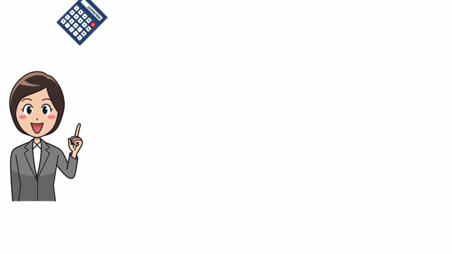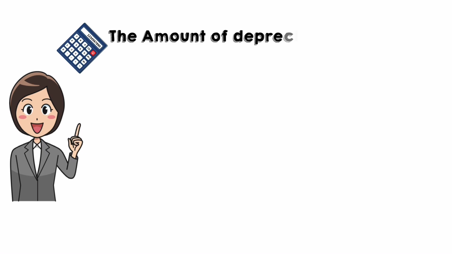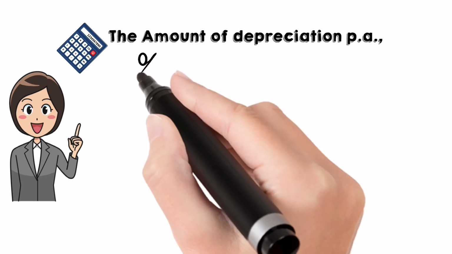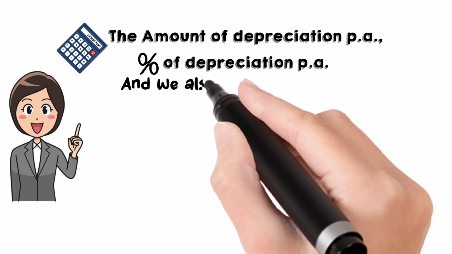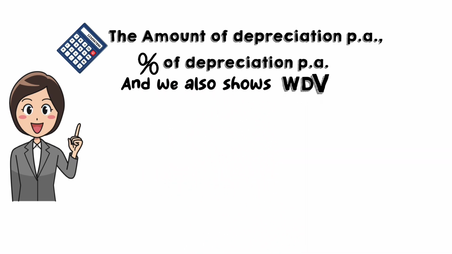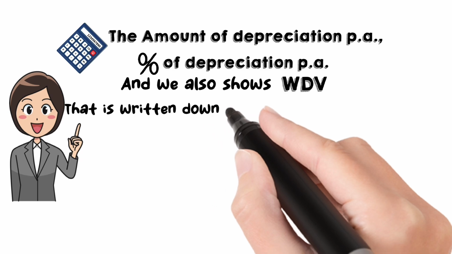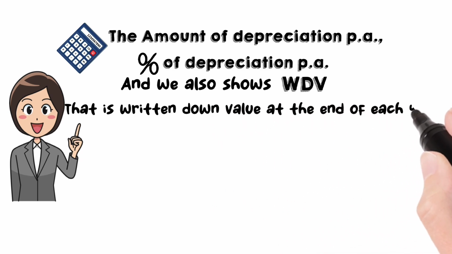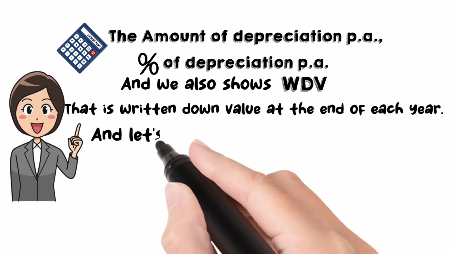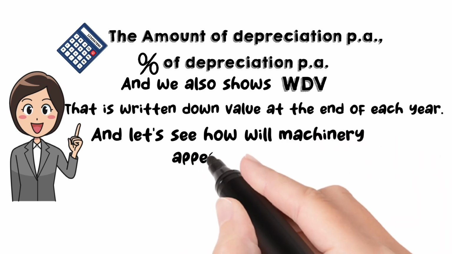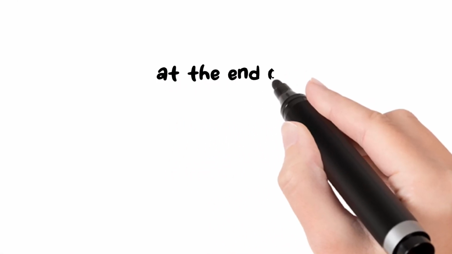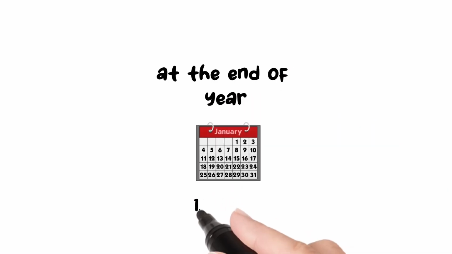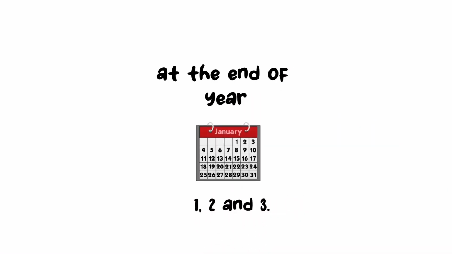Let's calculate the amount of depreciation per annum and the rate of depreciation per annum. And we will also show WDV, that is, written down value, at the end of each year. And let's see how the machinery will appear in the balance sheet at the end of years 1, 2, and 3. Let's find out the solution.